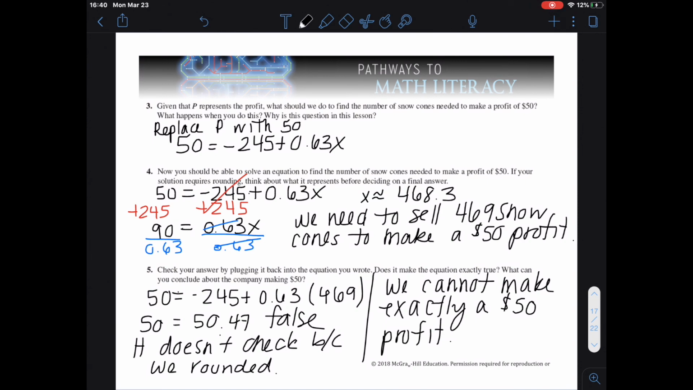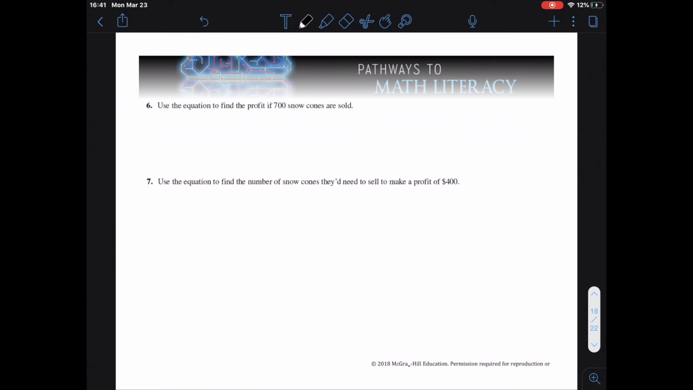Right? Now we want to do the same type of thing. We want to find the profit if 700 snow cones were sold. So remember, this 700 is dealing with the snow cones. That's the value of x. So the profit is negative 245 plus 0.63 times the number of snow cones, which is 700. So if you plug this into your calculator, you're going to see the profit is 196.